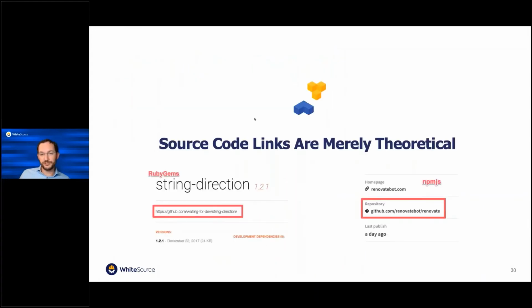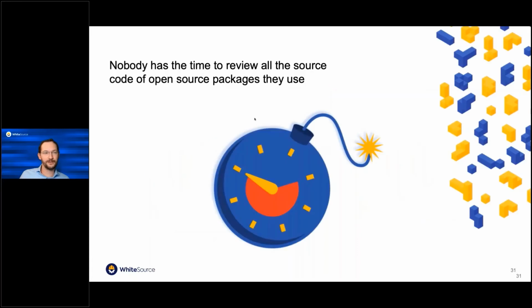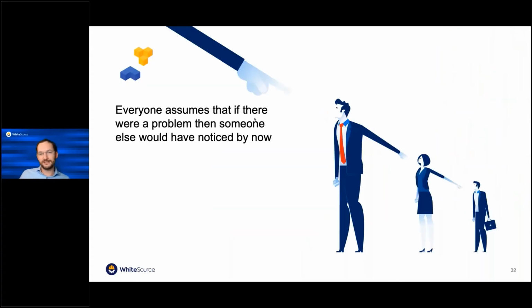The reason why is because when you see the source code links on npm.js or on RubyGems, or frankly anywhere, those URLs are supplied by the author. So if the author is malicious, they can say, yeah, the source is on GitHub, but it maybe isn't. Right? There's actually no enforced link between source code and an artifact. All right. So the problem is nobody has the time to review all the open source packages they use. Everybody assumes that if there was a problem, somebody else would have noticed it. So even though you don't have time, people tend to assume that somebody else does.